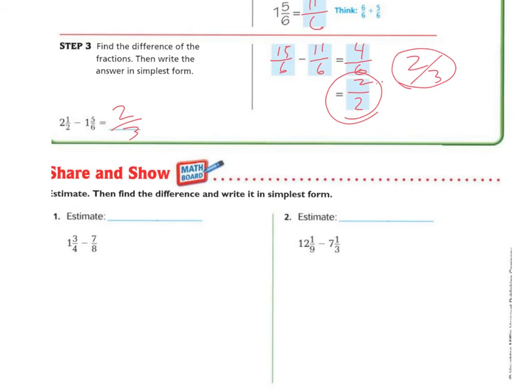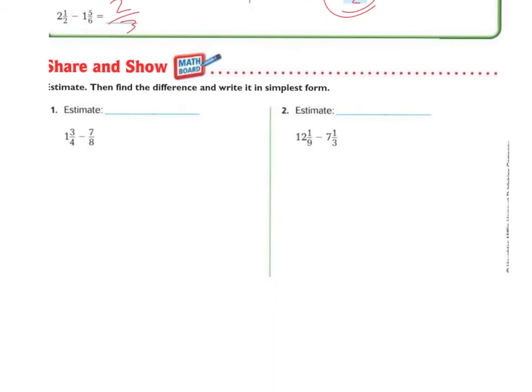So let's do the share and show now. So first we're going to estimate. So let's look at the problem and estimate. We have 1 and 3/4. 3/4 is close to a whole, right? So I'm going to say 2. 1 and 3/4 is closer to 2. Minus 7/8. Well, 7/8 is only 1/8 away from a whole. So we're going to say minus 1. And 2 minus 1 is 1. So our answer should be close to 1.